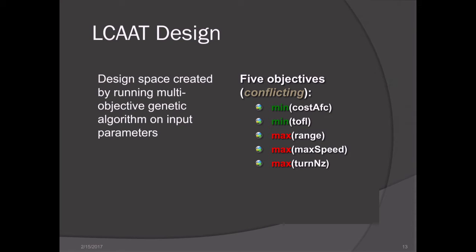On the 9 design variables, they ran a multi-objective genetic algorithm, and the objectives are given on the right-hand side. It's very simple. We have 5 objectives. We're trying to minimize the aircraft flyaway cost and the takeoff field length, and we're trying to maximize the range, the speed, and the turn rate that we can get from the aircraft. Running this multi-objective genetic algorithm on the input variables generated a trade space of just over 270,000 different designs for LCAAT.